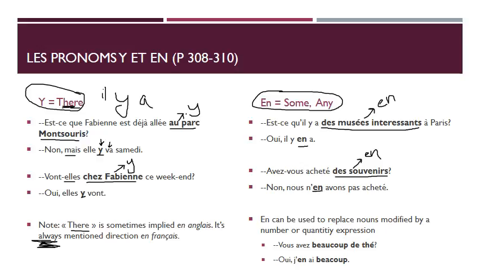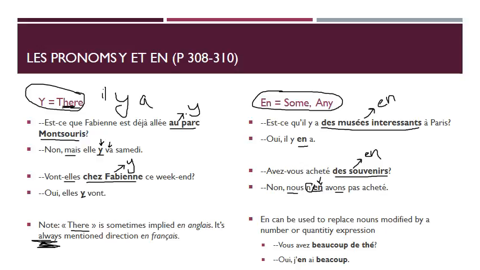Can't believe it. But notice, en, right here. And just like all the other ones that we've talked about before, subject, conjugated verb. And since we got a negative, we let the negative go first because otherwise it gets really confusing. All right. En can also be used to replace nouns modified by a number or quantity expression.